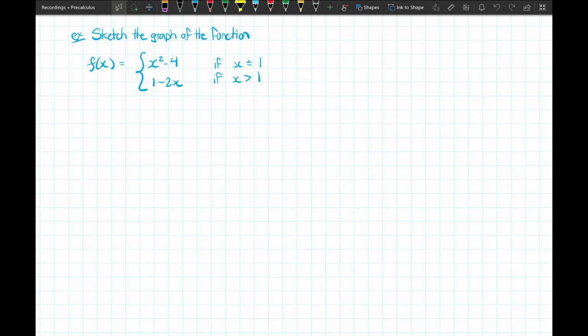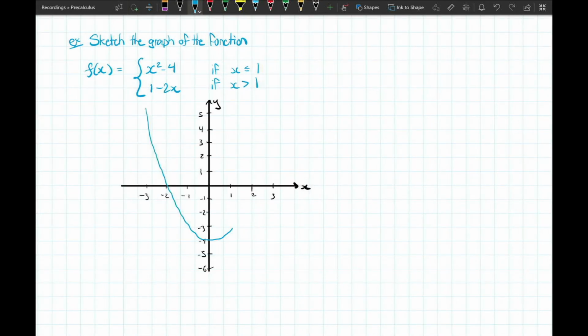So let's see. Our x squared minus 4 function, we already know how to graph that, but we are only going to use the graph of that function for values of x less than or equal to 1. So we can start off with that piece of our piecewise function. And here's the graph of x squared minus 4. Now we can continue this line as far as x equals 1. And since we can include that point in this piece of our function, we will indicate that with a solid dot, because we do know that when we plug in the value of 1, we'll end up with the value of -3.